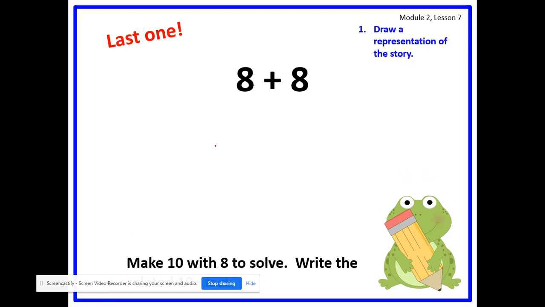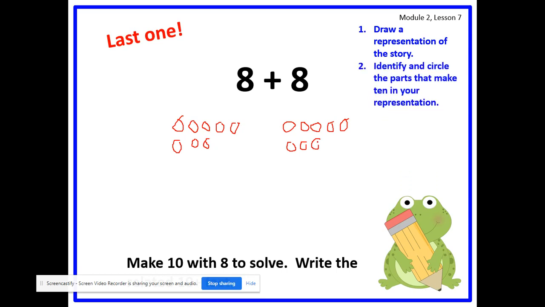Step 1. Draw a representation of the story. Press pause so that you can go ahead and draw. Press play when you're ready to check your work. You should have drawn 8: 1, 2, 3, 4, 5, 6, 7, 8. And also another 8: 1, 2, 3, 4, 5, 6, 7, 8.